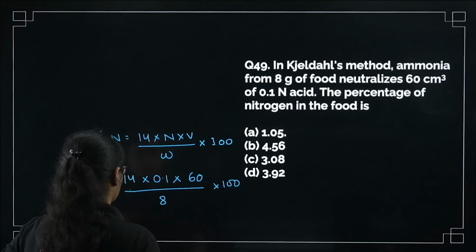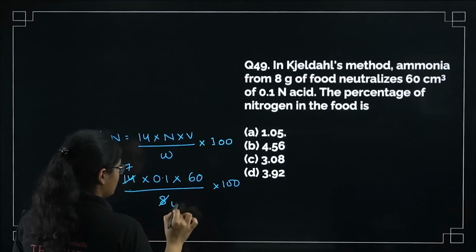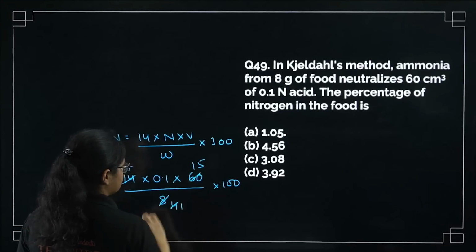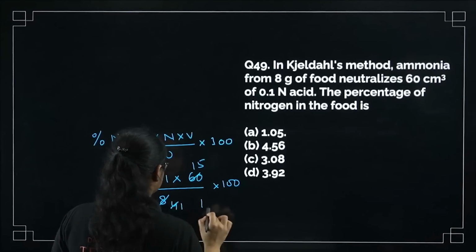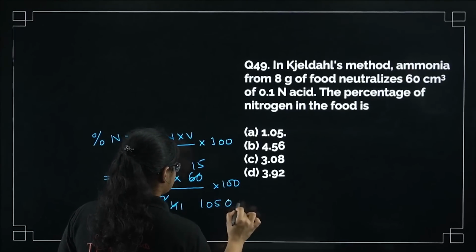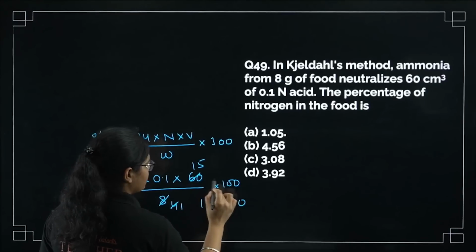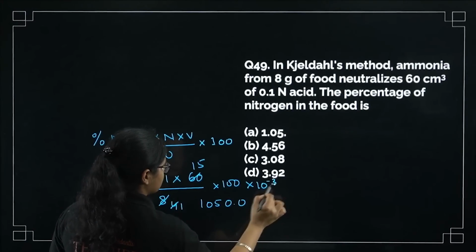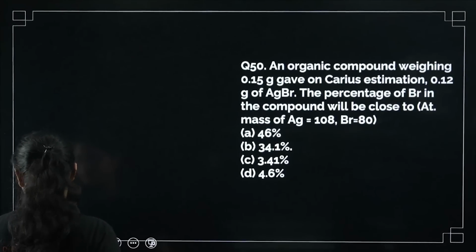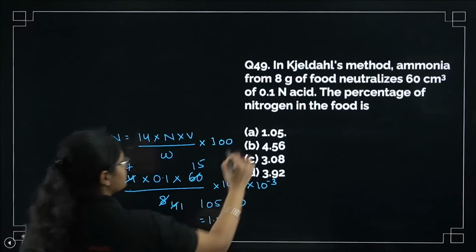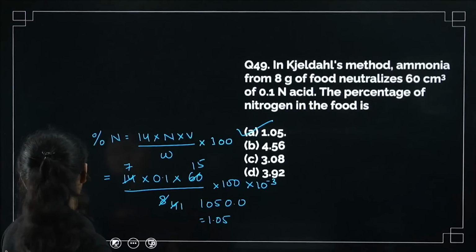Clear? So now let us solve it. 2 4s are 8, 2 7s are 14, 4 1s are 4, 4 15s are 60, 7 5s is 105, and then I have 0.1. One more thing I missed. This is in ml, so you have to again convert it into liter. So 10 to the power -3. So you will get 1.05. That is option number A here. Now moving to question number 50 here.